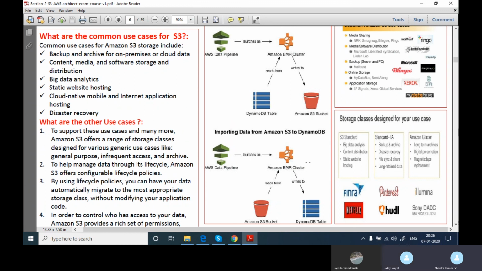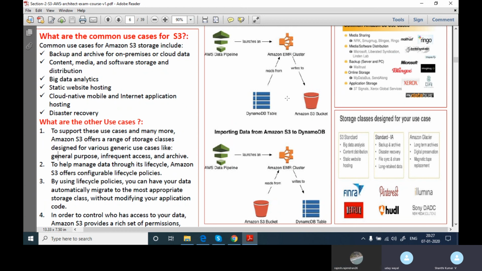Then here, if you see, there is a backup snapshot. It is going to be taken through the EMR cluster to the S3 bucket. The S3 bucket is getting the snapshot of this DynamoDB table backup. All these activities are very well known to the DBA guys, because these are their regular bread and butter tasks.